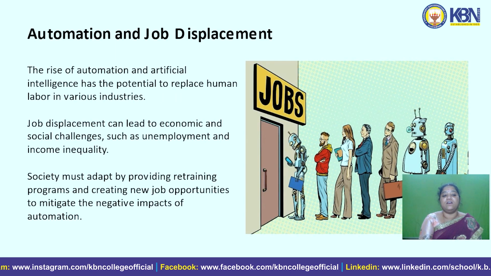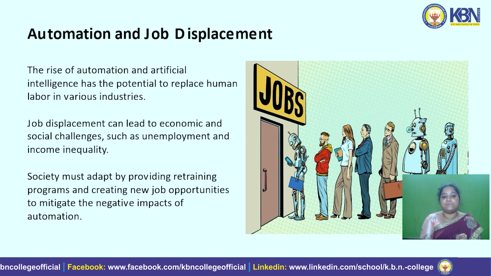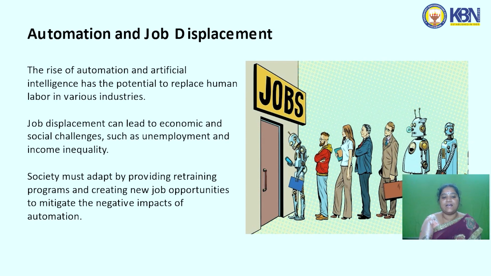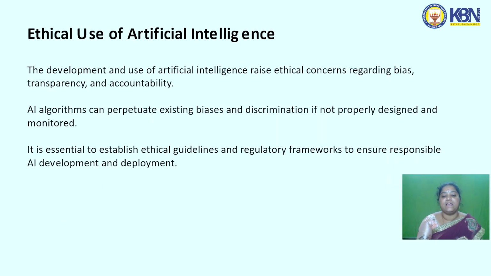Now we will discuss automation and job displacement. The rise of automation and artificial intelligence has the potential to replace human labor in various industries, which can lead to economic and social challenges such as unemployment and income inequalities. Societies must adapt by providing retraining programs and creating new job opportunities to navigate the negative impact of automation and job displacement.